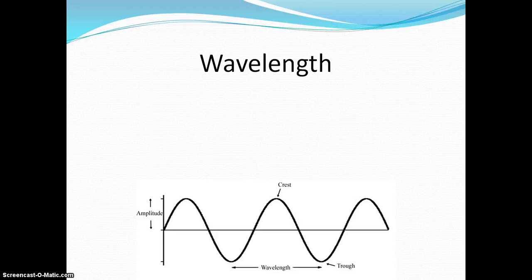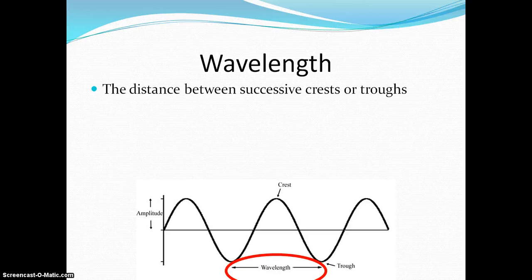Right, wavelength. Wavelength is the distance between successive crests or troughs. So you can see in our picture it's circled, wavelength using trough. So it's just from one point in the trough to the very next one.